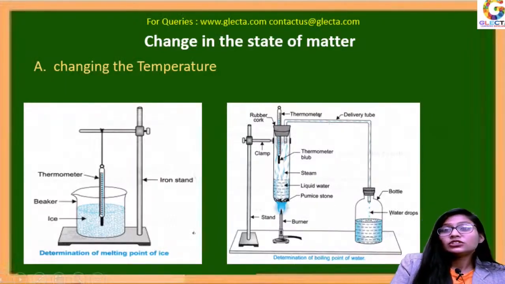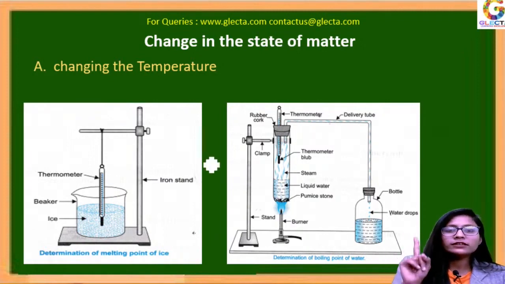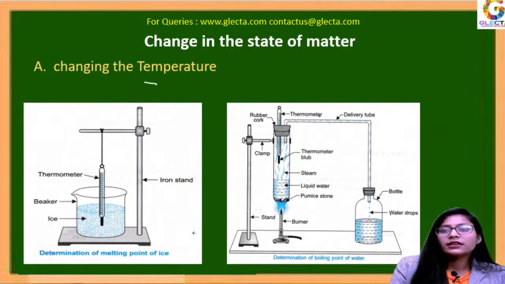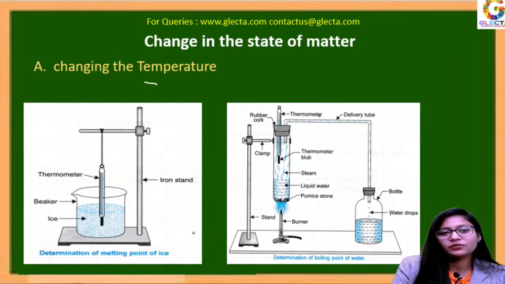The changing of the state of matter. How can we change the state of matter? Actually, we can change the state of matter in two ways. The first is by changing the temperature, whereas the second way is by changing the pressure. First, we will discuss how we can change the state of matter by changing the temperature.